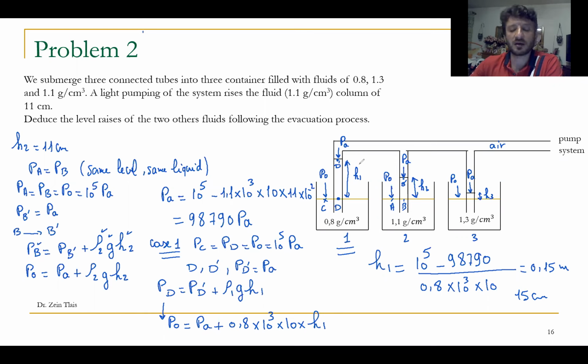Okay, so here we have 15 centimeter, here we have 11 centimeter, and you can follow the same calculation to calculate H3. It will be smaller than H1 and H2. Okay, I will not solve it. You can do it alone.